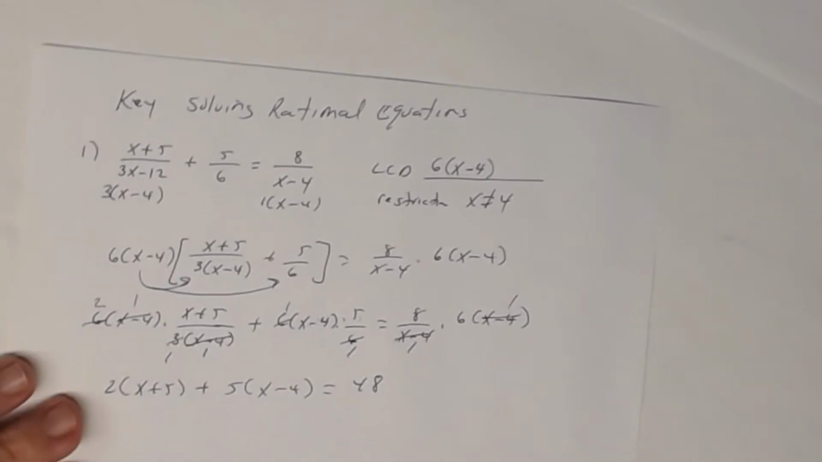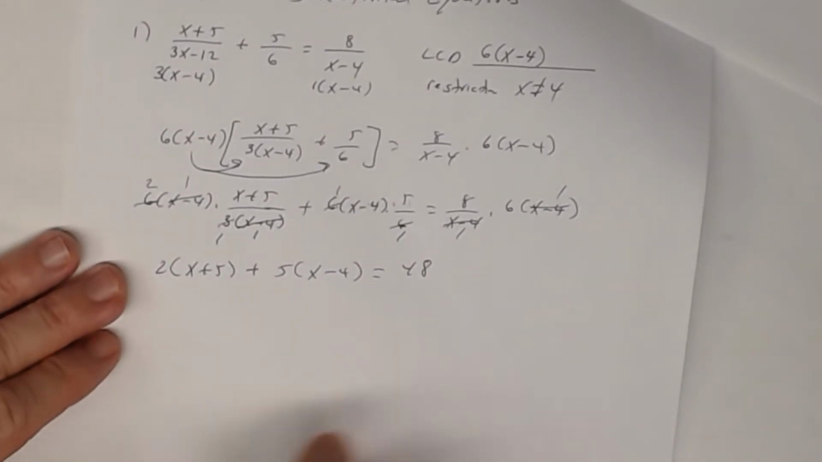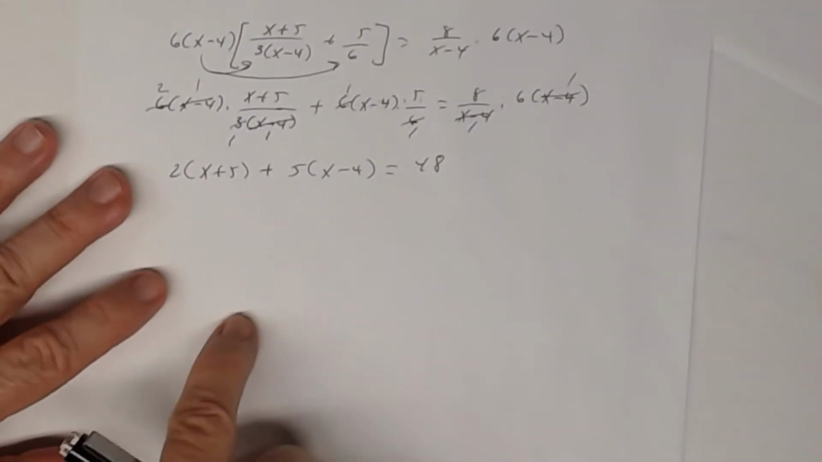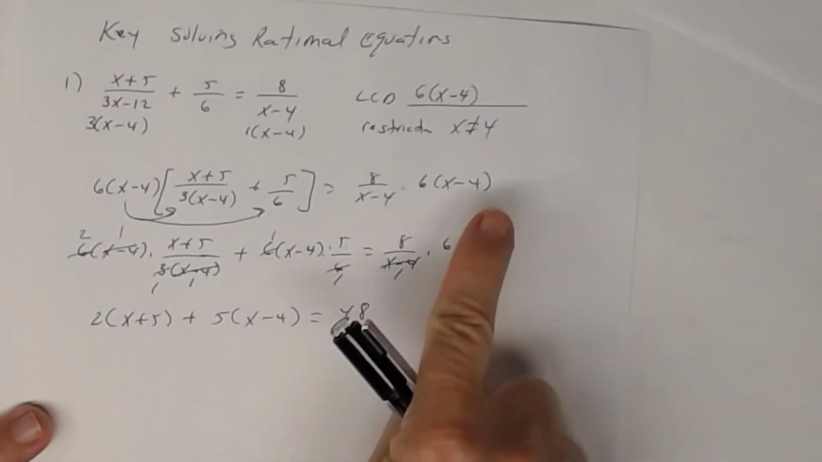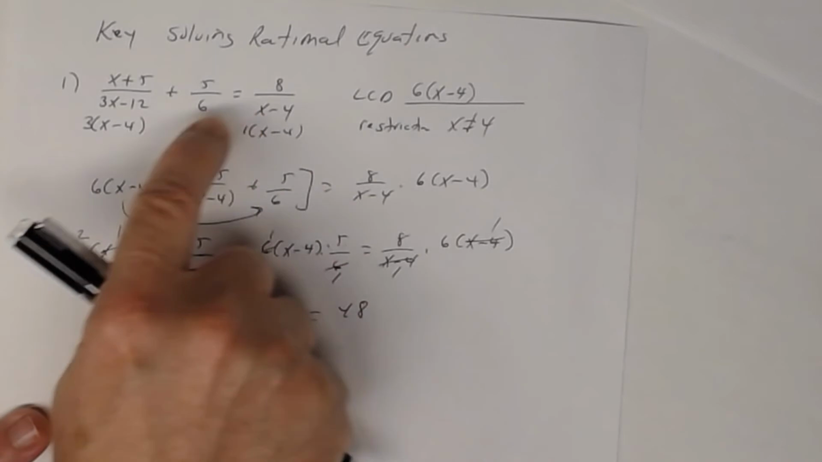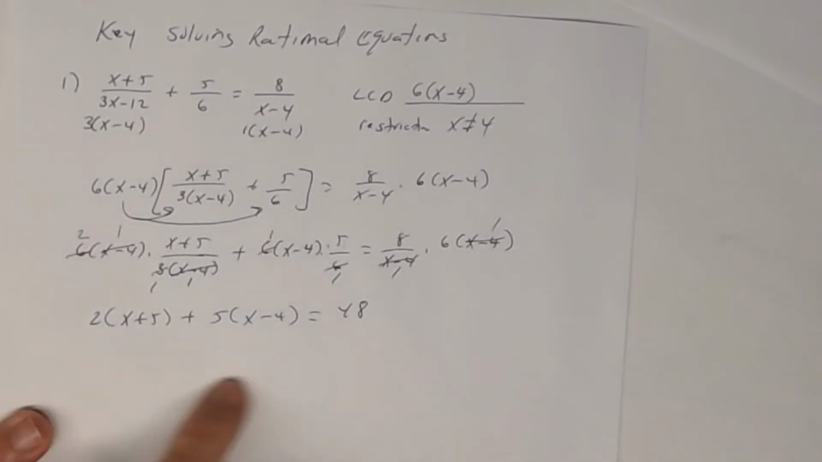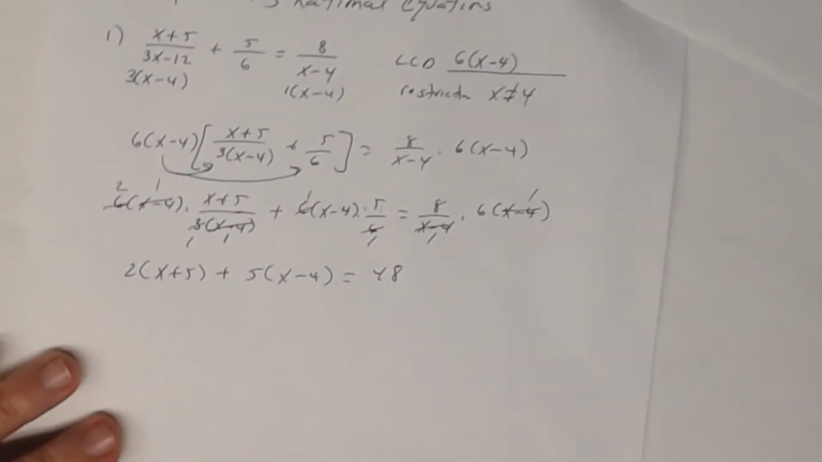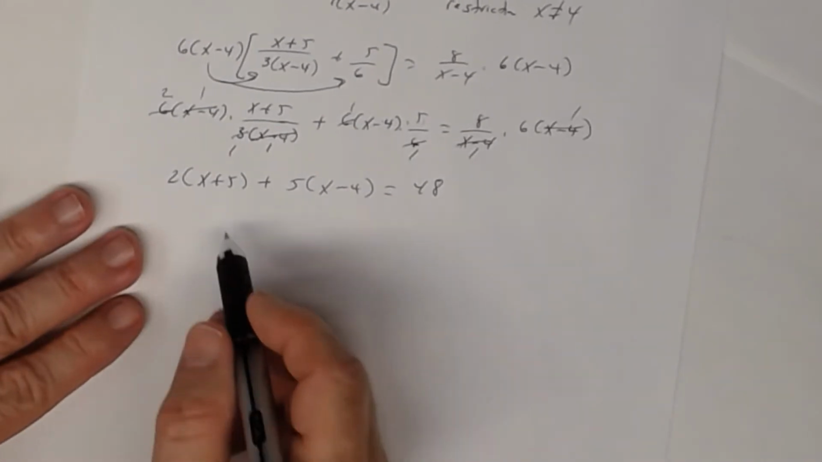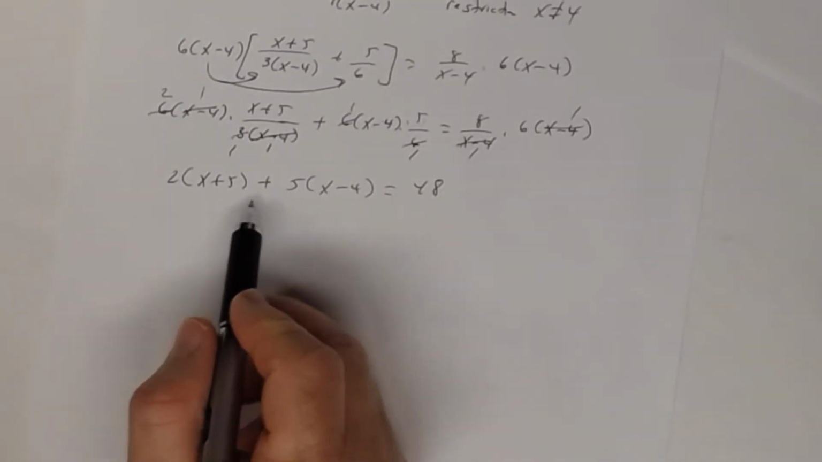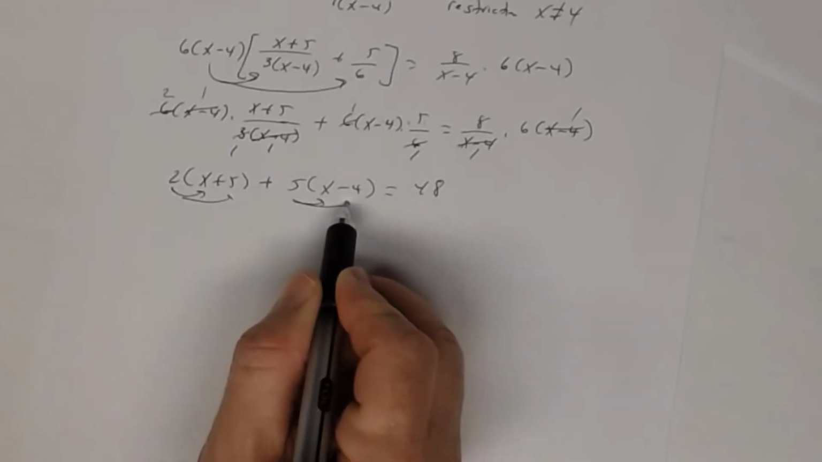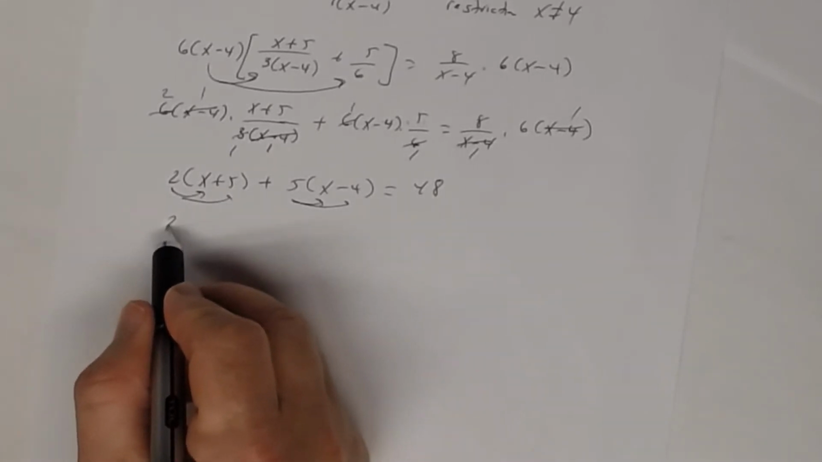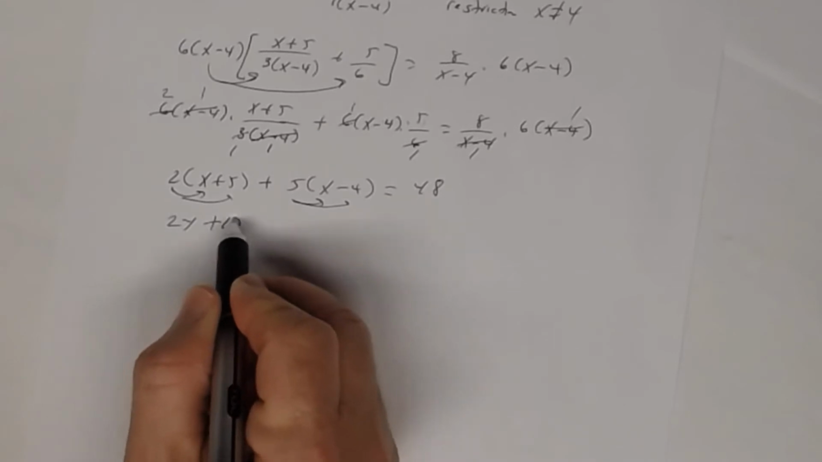So if I do all this work, and when I get right here I solve this equation and I get x to be 4, which is a restriction, that makes this denominator 0 and this denominator 0, then I would have to say no solution. Okay? All right, so let's go ahead and continue. So I'm at this linear equation now, and so I'm going to distribute twice. So 2 times x is 2x, 2 times 5 is 10.